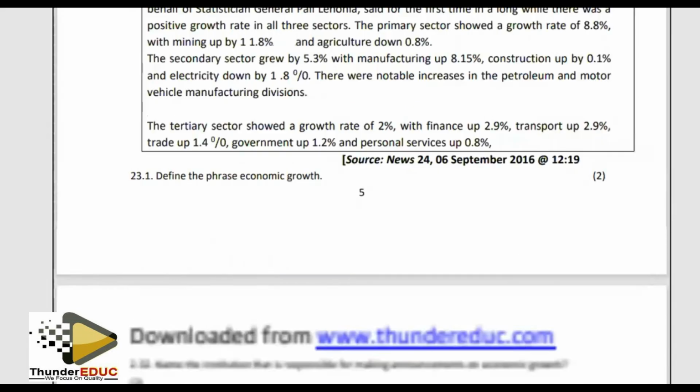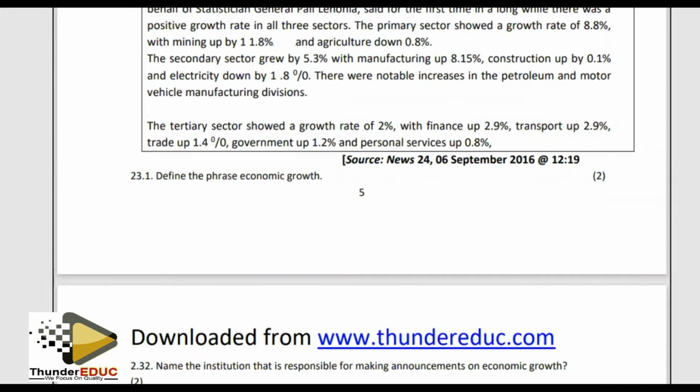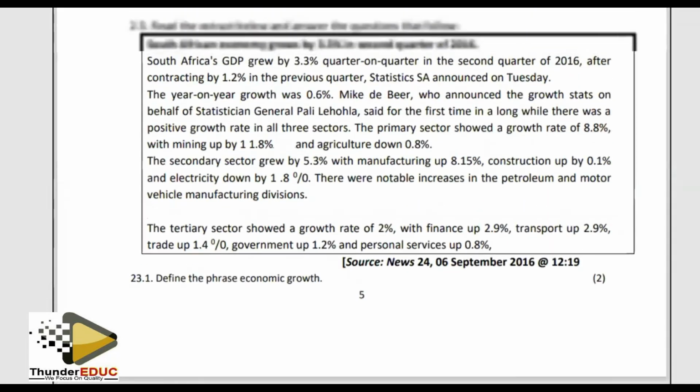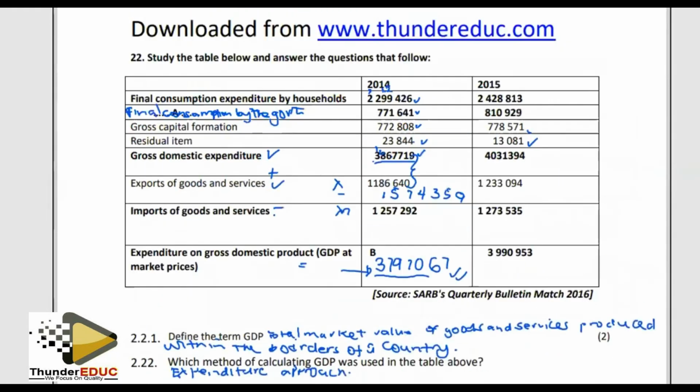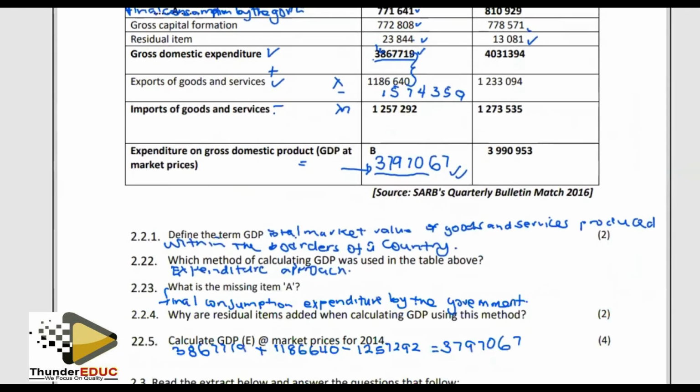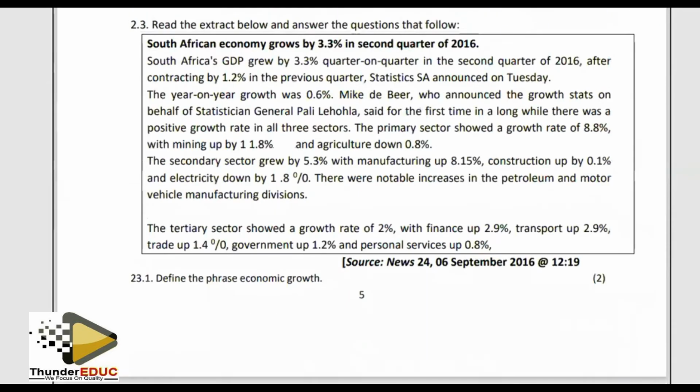There we go. So let's look at another question. Do not waste time there. Let's look at the next question here. Question 2.3, that is about data response.